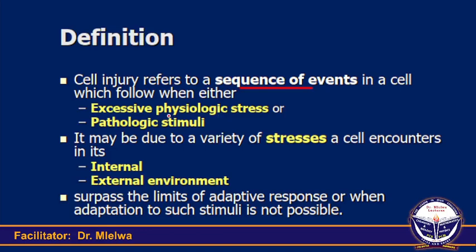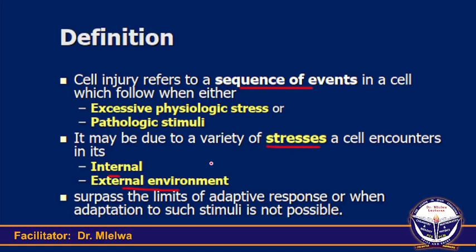So excessive physiological stress inatokana na normal functions of the body, but they exceed the usual level. But the pathologic stimuli, it's because of a substance from outside of the body, let's say a bacteria, a protozoa, a virus, that is the pathologic stimuli. So it may be due to a variety of stresses a cell encounters in its internal or external environment.